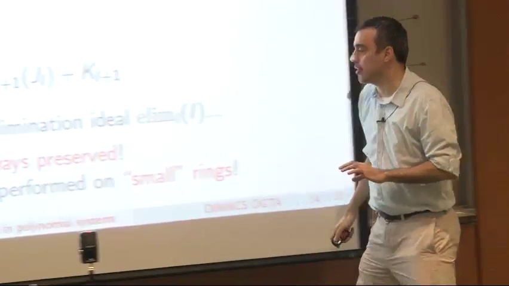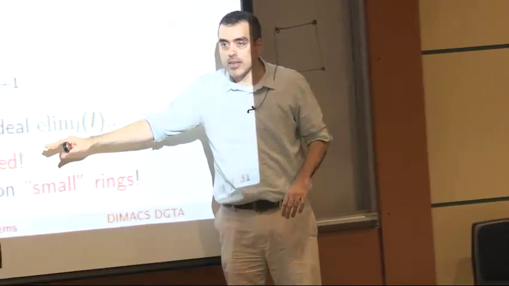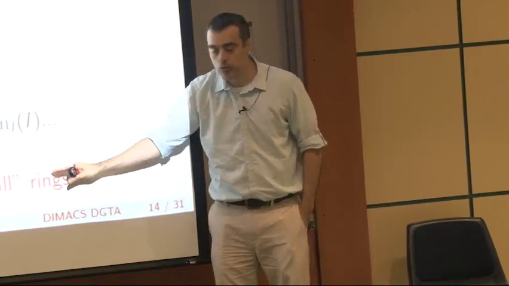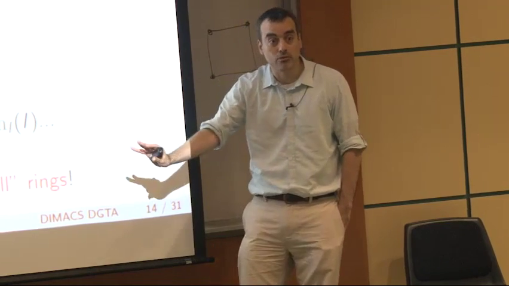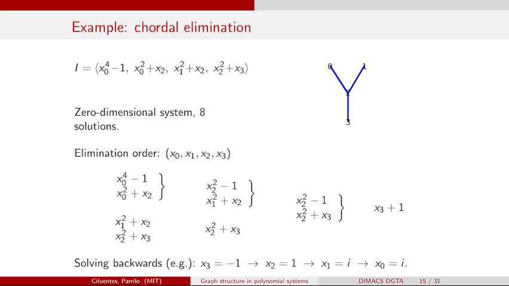An example will make this clear. But the 2 points that I really want you to notice are that by chordality, the structure is always preserved, and as I do things, I always compute in small rings. I never compute with 1 million variables at a time. Right, so here's an example. Hopefully this will make it clear.